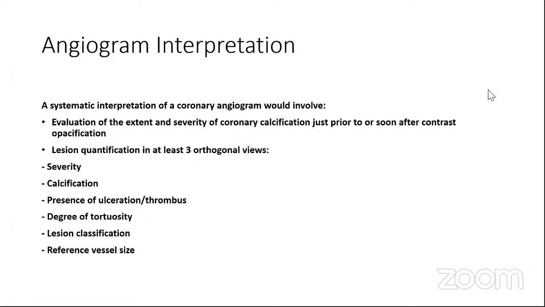So to interpret our images, we need a systemic interpretation of a coronary angiogram, which would involve evaluation of the extent and severity of coronary calcification just prior to or soon after contrast opacification. So the calcifications are seen without injecting the contrast as little black dots.